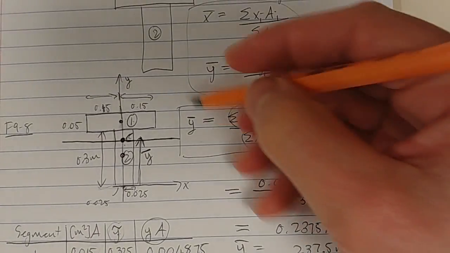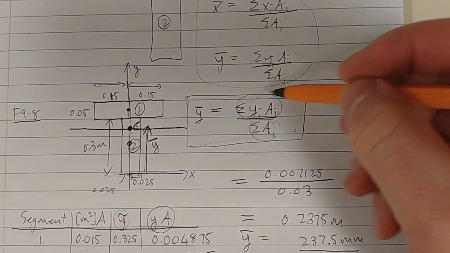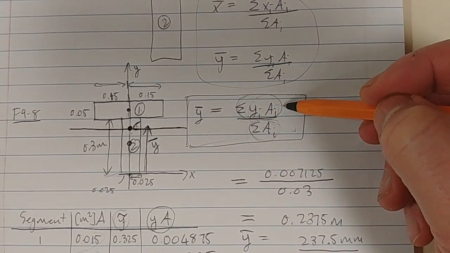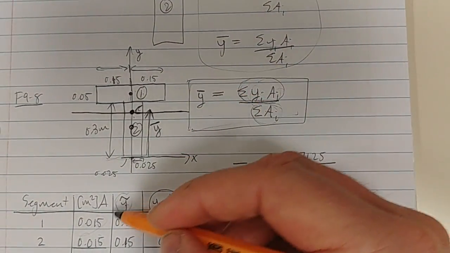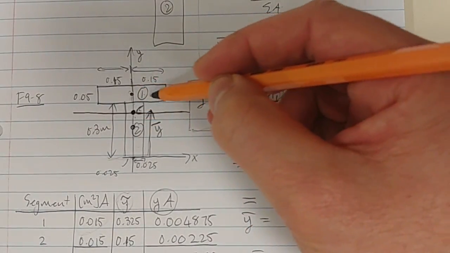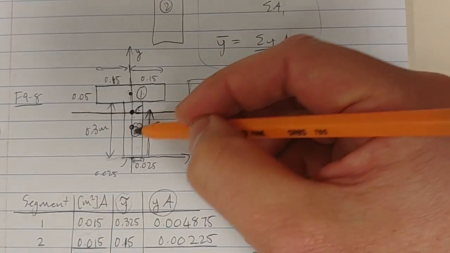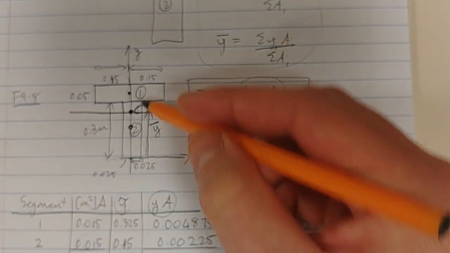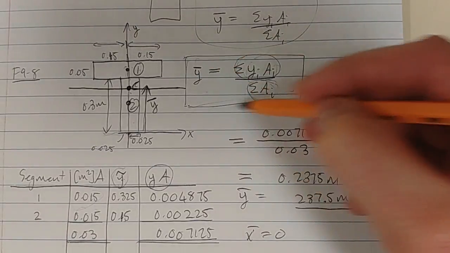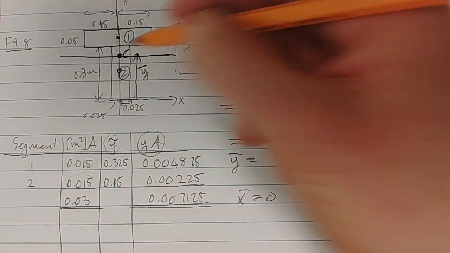Okay, so we have to first base everything upon this equation. And what do we want? We want the areas of each segment. First of all, we have to divide it up into appropriate segments. Then we need to calculate the areas of each segment, the y bars of each segment, and the ya of each segment. And then we plug it into this equation and we solve for the centroid. So the centroid is given by that.